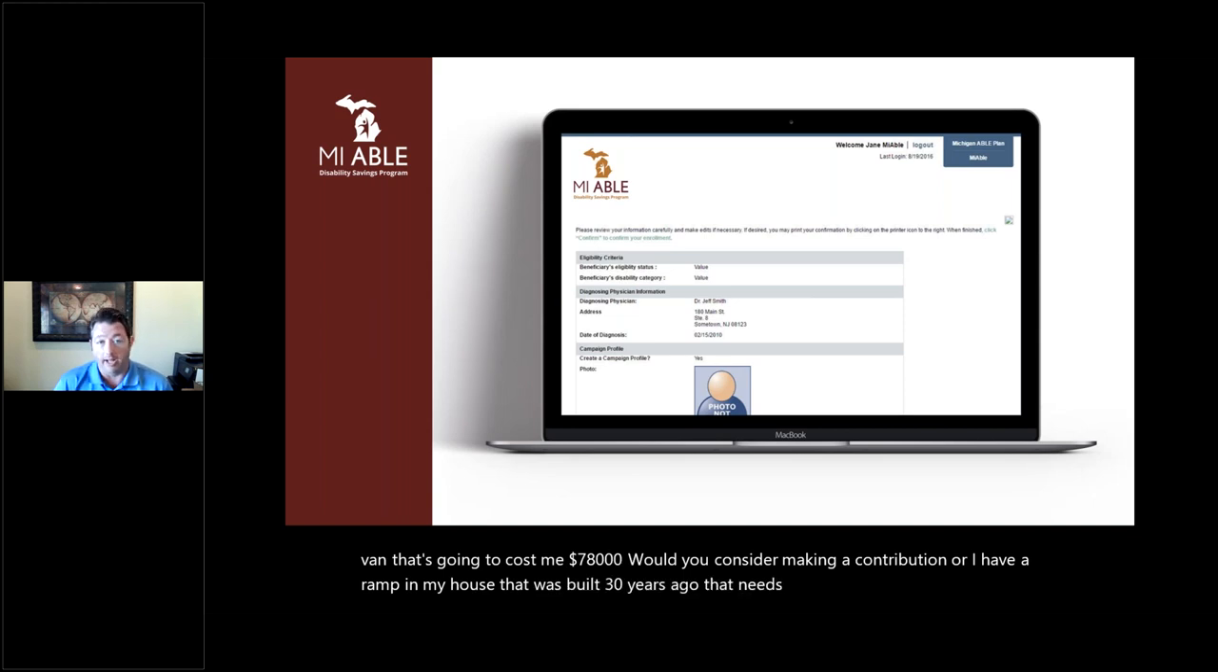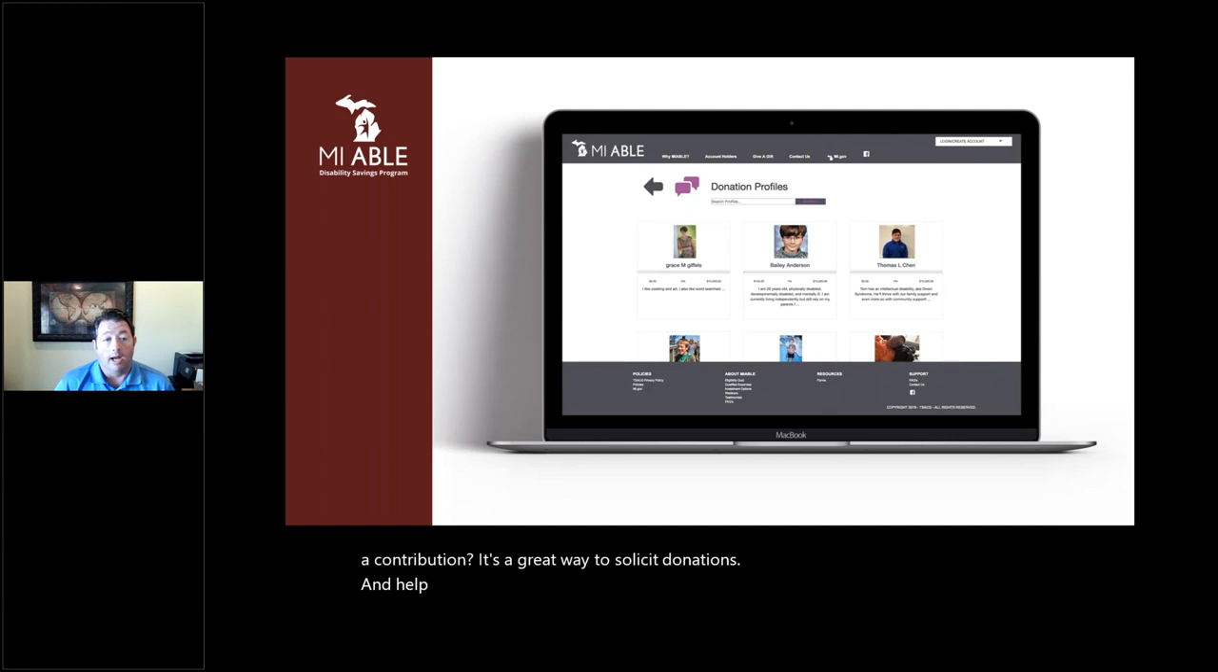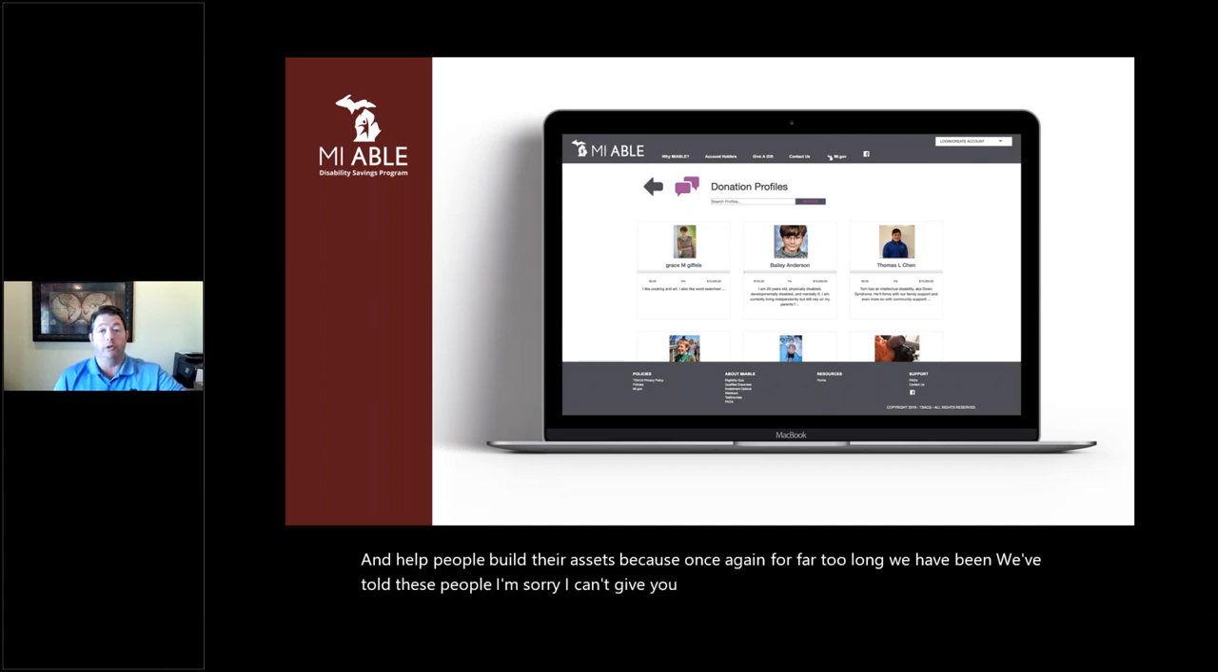Would you consider making a contribution? It's a great way to solicit donations and to help people build their assets. Because once again, for far too long, we've told these people, I'm sorry, I can't give you any money because if I do, you lose your eligibility. And for lack of a better term, and to sound like a third grader, that's not fair. And it's time that we give this population a way to become economically self-sufficient.